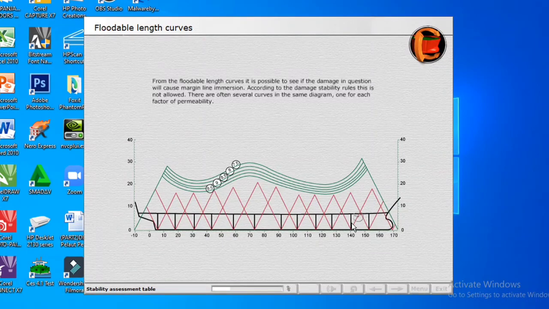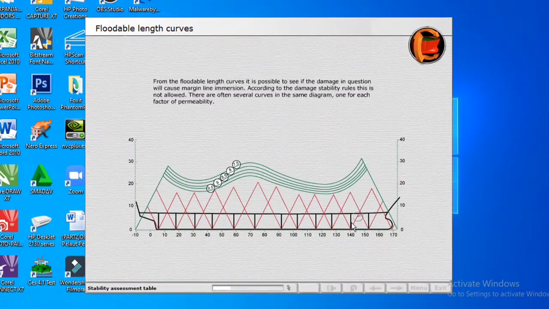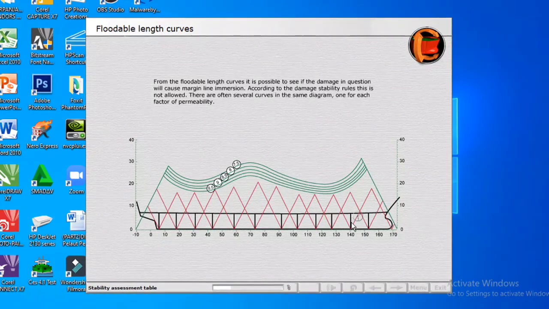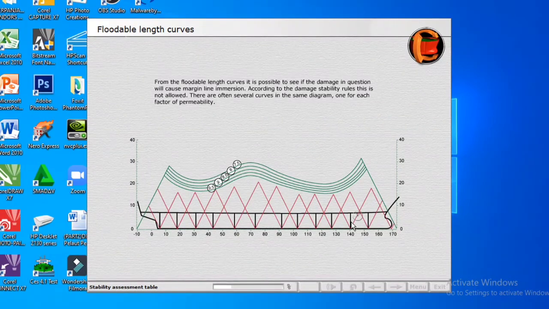From the floodable length curves, it is possible to see if the damage in question will cause margin line immersion. According to the damage stability rules, this is not allowed. There are often several curves in the same diagram, one for each factor of permeability.